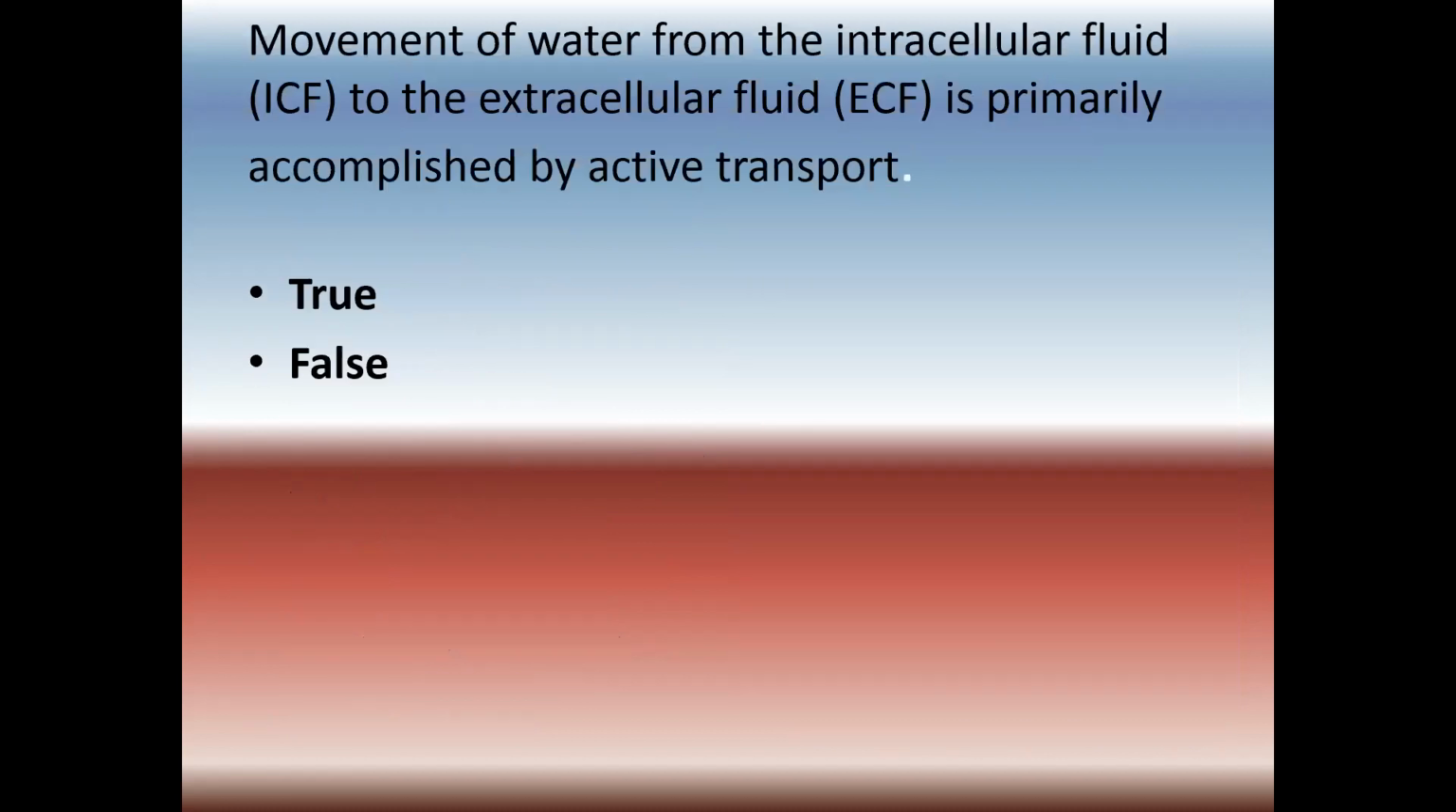So movement of water from the intracellular fluid compartment to the extracellular fluid compartment is primarily accomplished by active transport. And that is false, right? So active transport requires energy. It is a passive transport. It does not require any energy. It's just that osmotic gradient and the hydrostatic pressure that drives that movement.